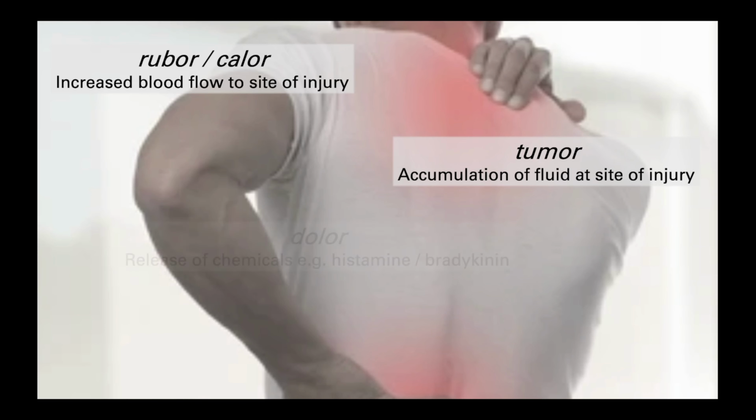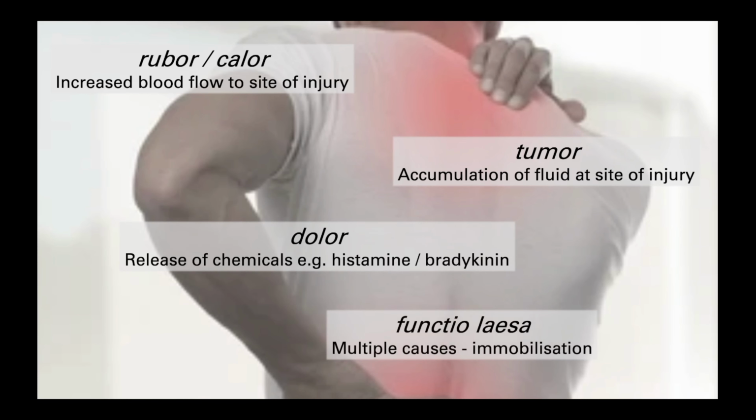Whilst the pain is due to the release of chemical mediators, including histamine and bradykinin from resident cells such as mast cells, and these all combine in different ways to contribute to the loss of function. So the area might be too swollen or too painful to move, for example.